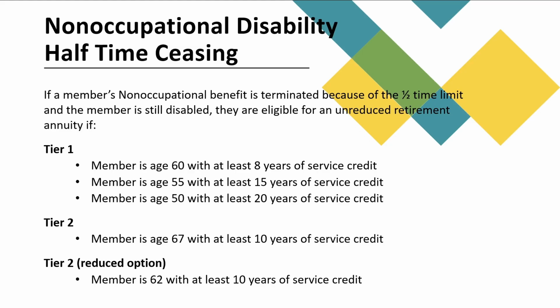For Tier 2 folks, the age is still 67 with at least 10 years of service credit, or there is that reduced option for a member that is 62 with at least 10 years service credit, in which case they will receive a reduced pension.